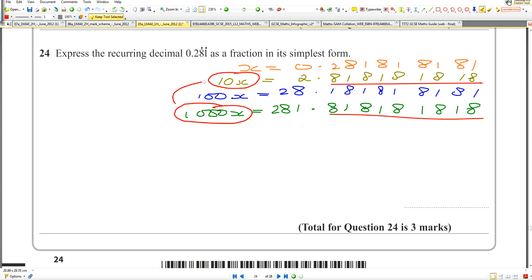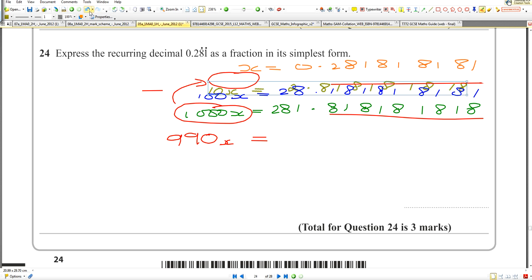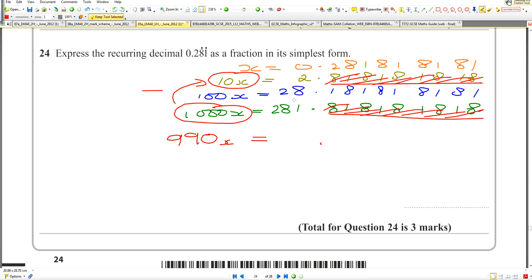So let's do this one minus that one. 1000x minus 10x will give us, what's 1000x minus 10x? 990x. Now what's 281.81 and so on minus 2.81 and so on? This part of the calculation gets eliminated because when you minus them, they're both the same. So we're now dealing with 281 minus 2. What is 281 minus 2? 279.